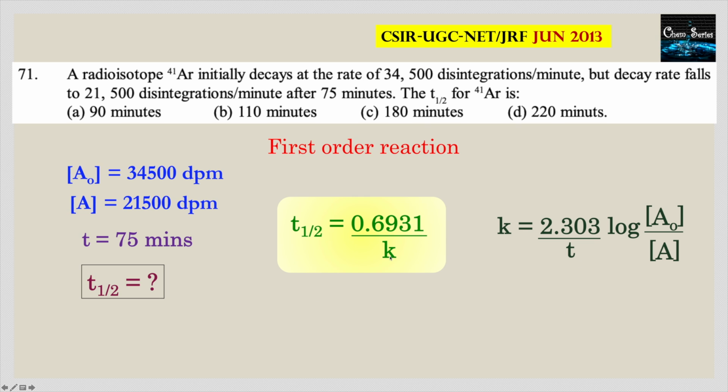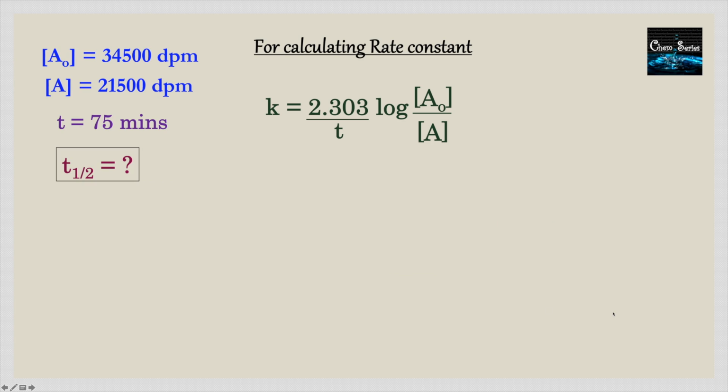We have another formula for the rate constant, that is K equals 2.303 divided by T log A naught by A. We have A naught and we also have A. T is also present. So it is easy for us to calculate K, and using that K we can calculate T half for argon.